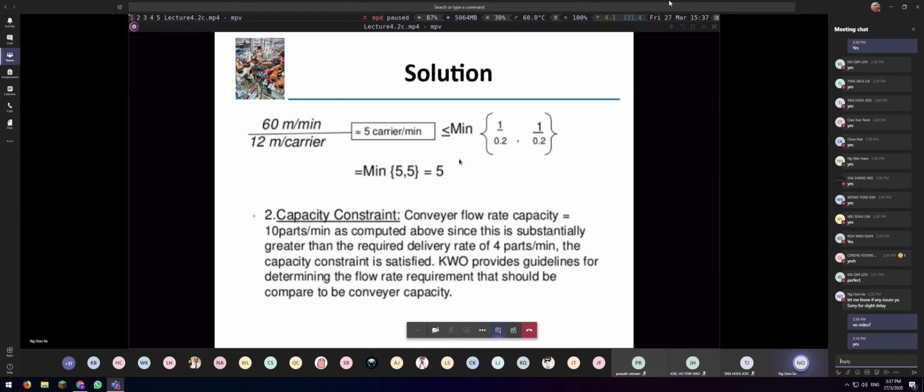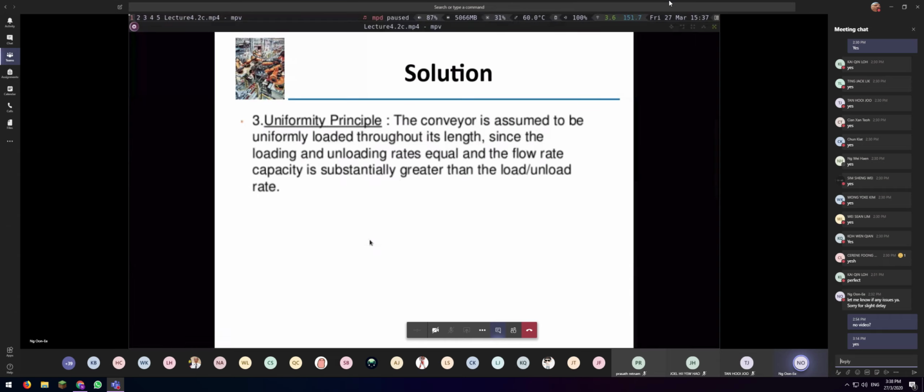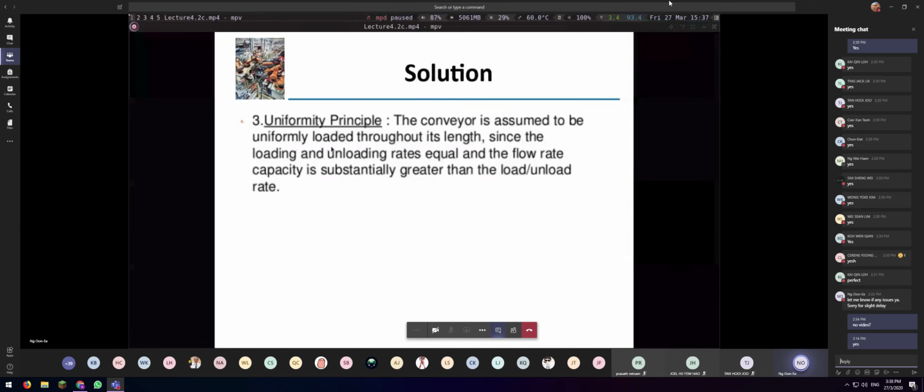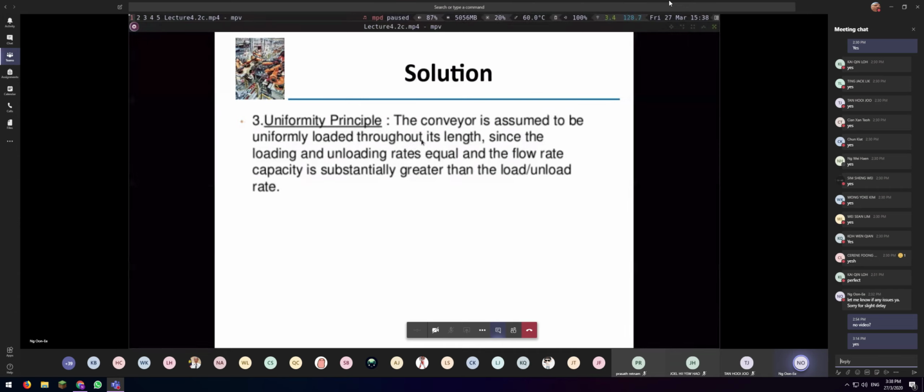And the capacity constraint: what is your conveyor flow rate? Okay, this is 10 parts per minute because we've already calculated this. This is substantially greater than the required delivery rate, which is 4 parts per minute. So the capacity constraint is satisfied. Okay, and uniformity is obviously satisfied because the question already says the spacing is 12 meters. And we assume that this is uniformly loaded. We have made these assumptions in order to do all our calculations.